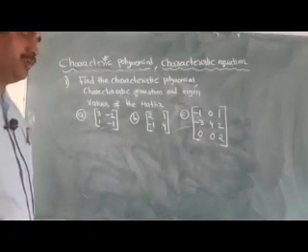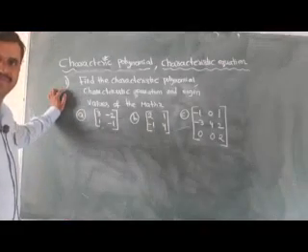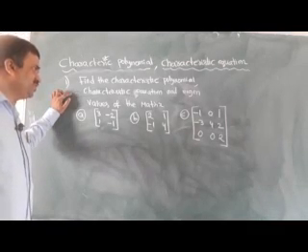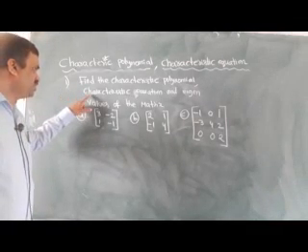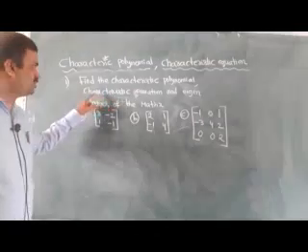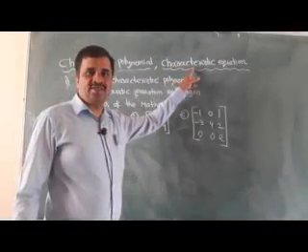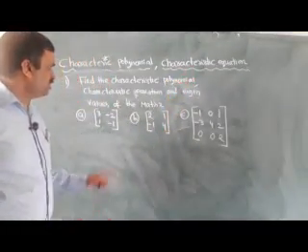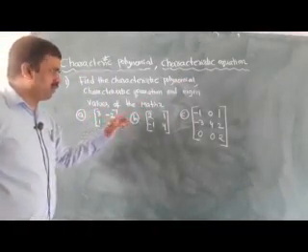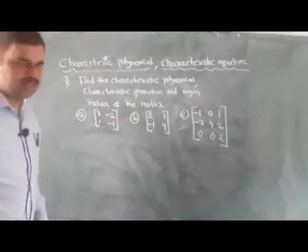Come on, we will do them one by one. Have one look at the question. Find the characteristic polynomial, characteristic equation and eigenvalues of the following matrices. Three parts we are doing here. Now, the first part.